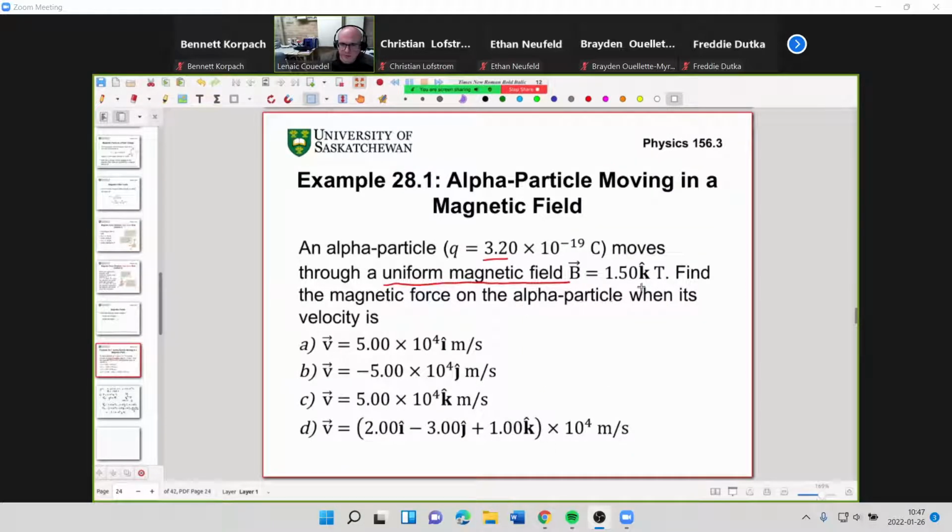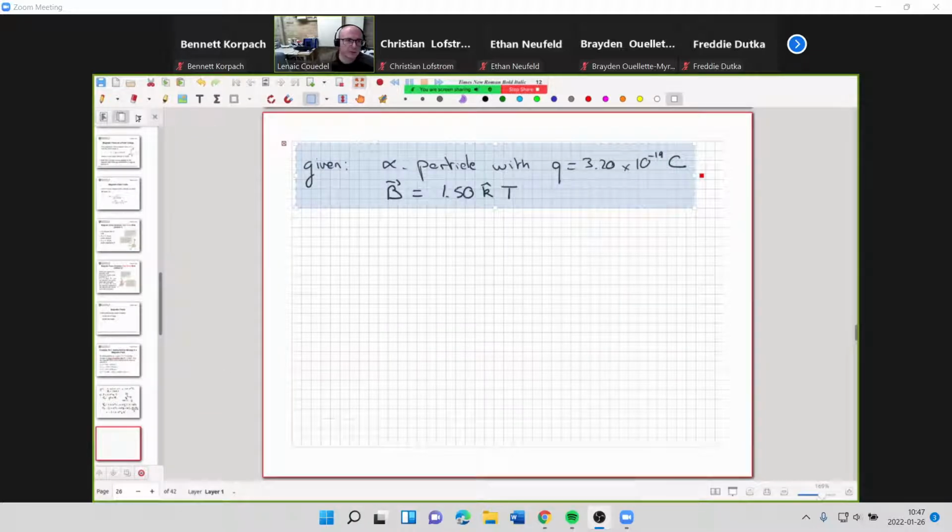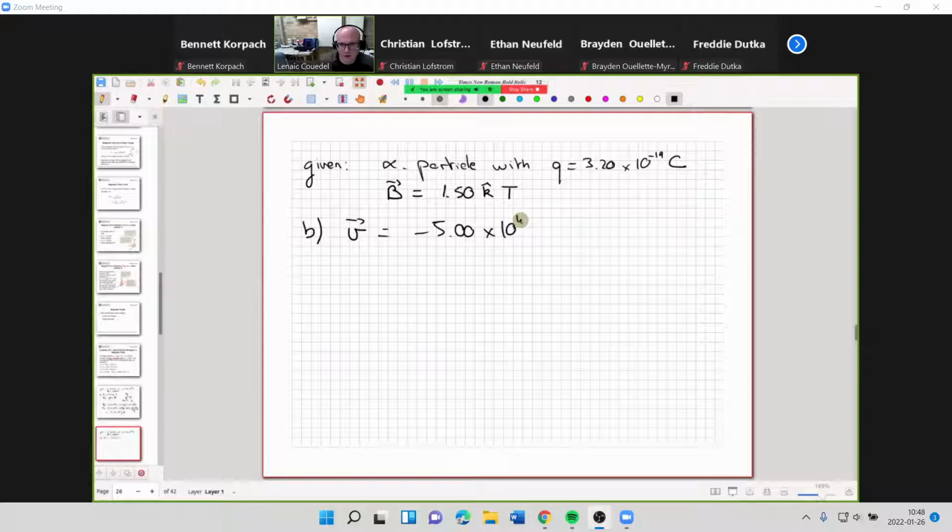So the magnetic field and the particles have not changed, but the only thing that has changed now is the velocity, which is minus 5 × 10^4 along J hat meter per second. So case B, V is equal to minus 5 × 10^4 along J hat meter per second. All right, so without calculation now, what will be the direction of the force?